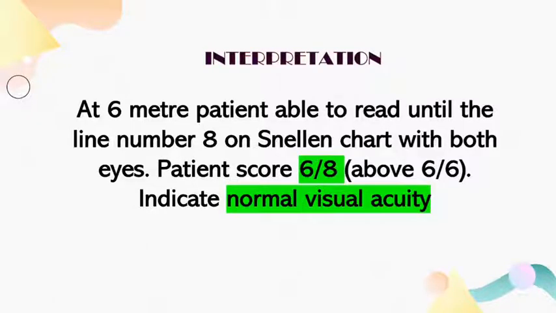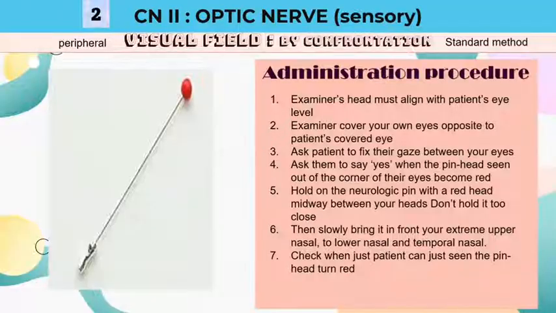Interpretation: at 6 meters, the patient is able to read until line number 8 on the Snellen chart with both eyes. The patient scores 6/8, which is above 6/6. This indicates normal visual acuity. Now, we want to test the peripheral visual field by confrontation. The tool needed is a neurological pin, and here is the administration procedure.